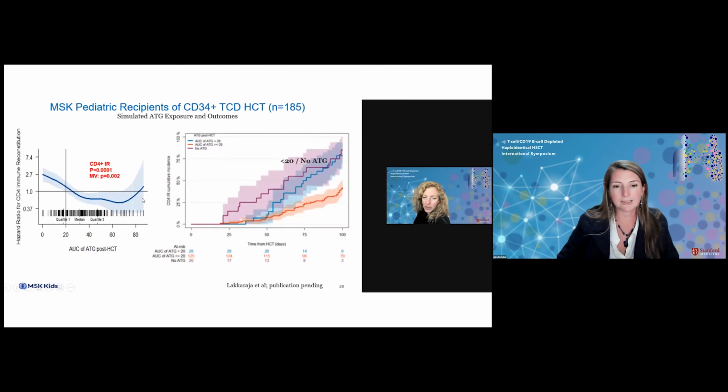A very important connection that was present in all the other conversations we had today was the correlation between CD4 immune reconstitution and the exposure to ATG at the time of infusion of the stem cell graft. Specifically, these are data still not published, hopefully we can read them soon, about the correlation in a pediatric group of patients receiving CD34 positive selected grafts between the AUC exposure of ATG at the time of stem cell transplant and the CD4 immune reconstitution. And you can see here that the immune reconstitution of CD4 is better when the AUC is below 20 in comparison with the other two groups that had a much worse CD4 immune reconstitution.